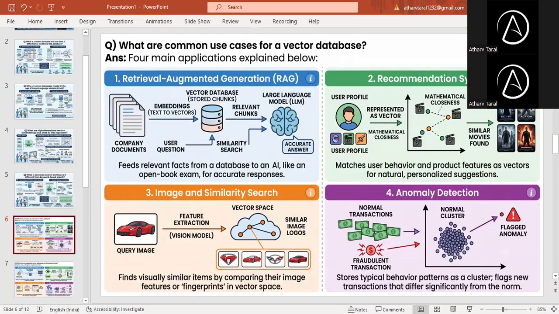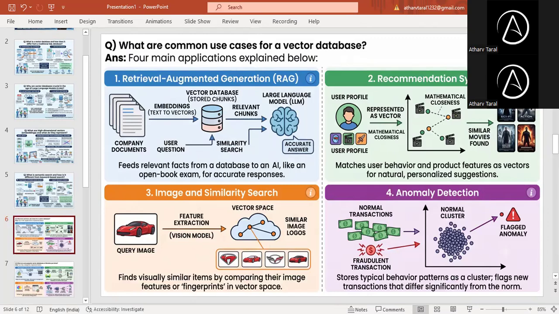Second is the recommendation system. There is also huge use of this in recommendations, if you look at Netflix or Amazon. They don't just match tags, they match user behavior. We represent every product and every user as a vector. That means if a user likes a specific type of movie, the database finds other movies that are mathematically close in that vector space, because it understands the relationship between the items. The suggestions are much more natural and personal.